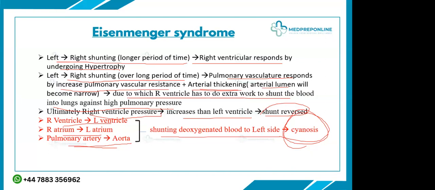They did not treat the congenital heart disease, so ultimately the heart is going to be burned out, and it's going to cause all these things, and the shunt is going to be reversed from right to left, and it's going to become a cyanotic one.